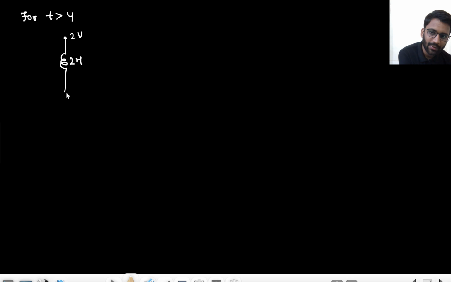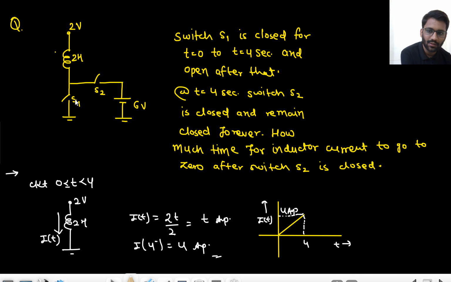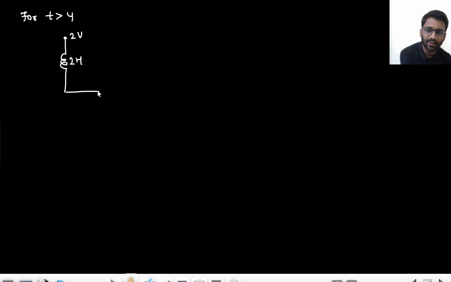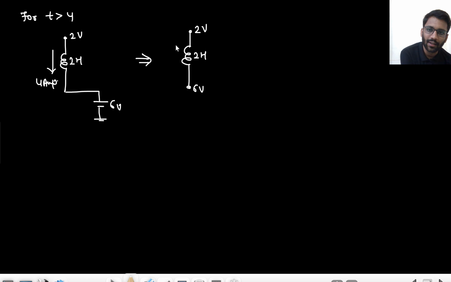2 volt, nothing will happen to this. This switch is closed. This switch is closed. So here I will have 6 volt. Right? And this switch is opened. And the initial current is there, that is 4 ampere. Now tell me one thing, what is happening? An inductor is there. 2 volt is there at this end, and 6 volt is there at this end. And 4 ampere current is flowing downward.